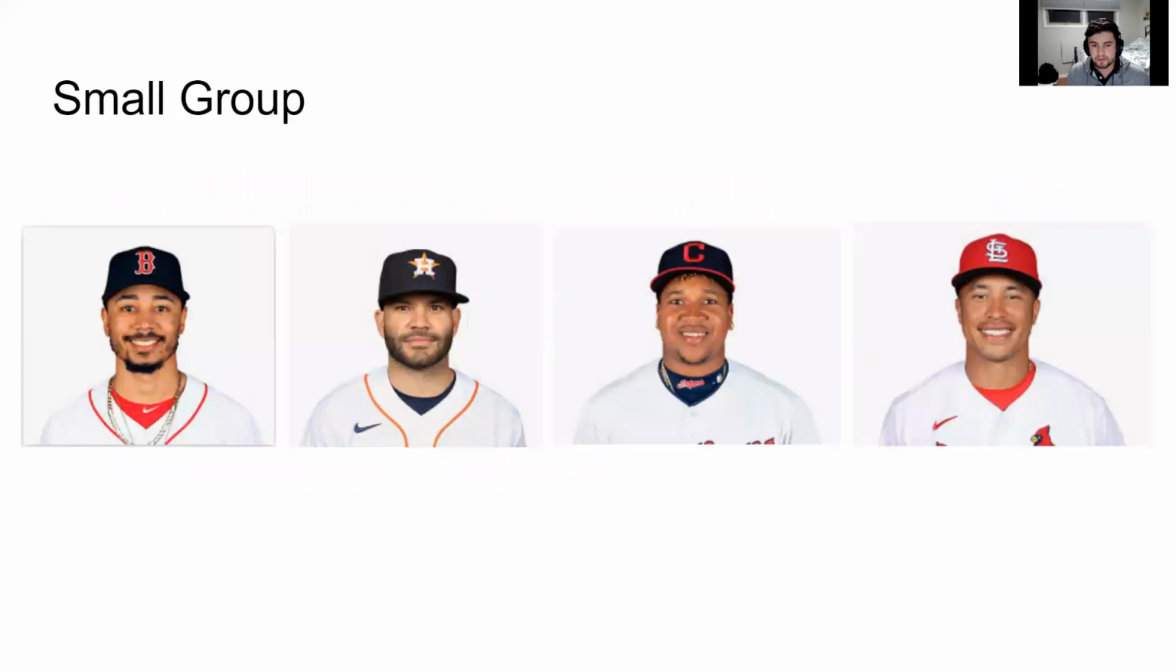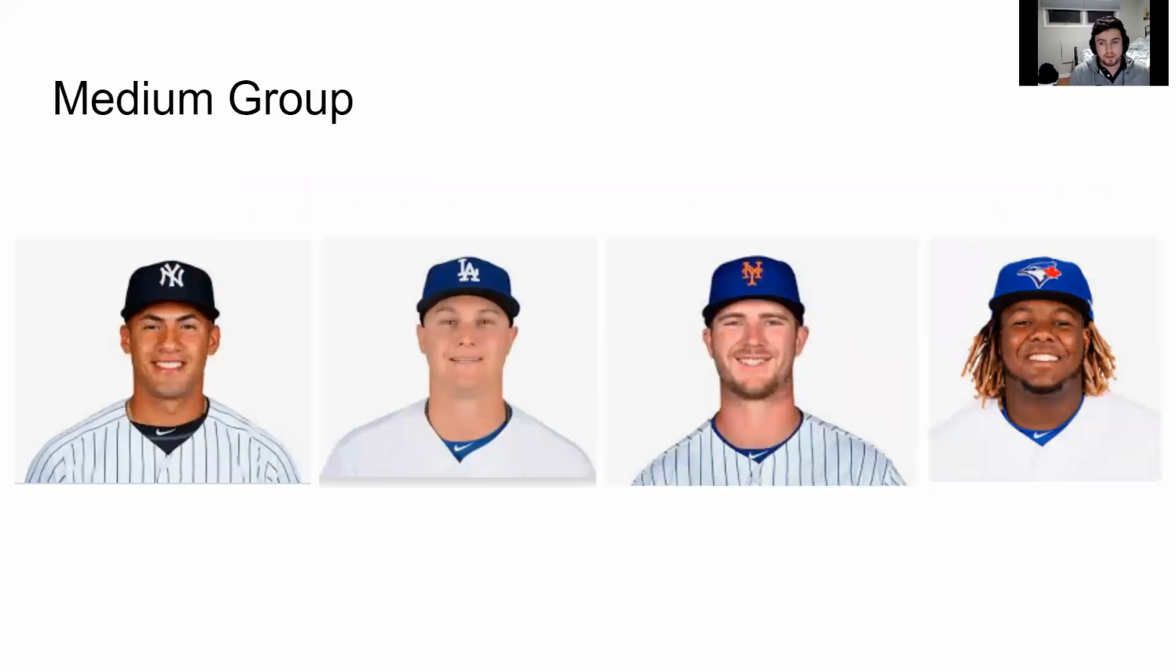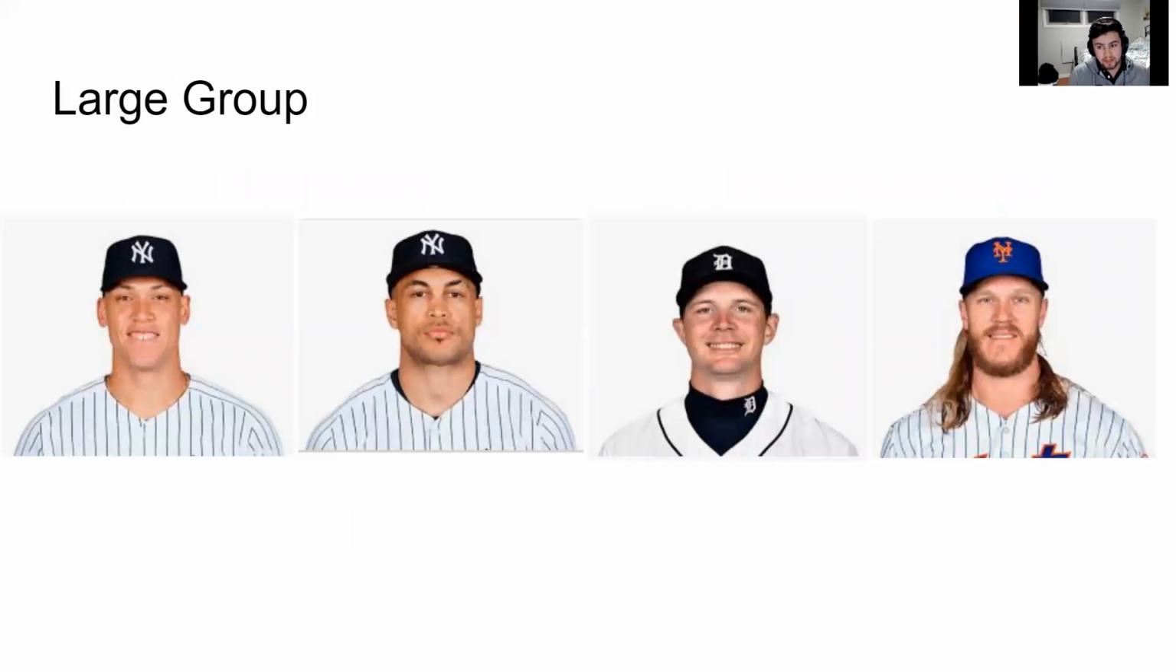So these are some examples of the players that are in the three categories of size group. In the small group, we have players like Mookie Betts, Jose Altuve, Jose Ramirez, and Colton Wong. In the medium-sized group, we see players like Gleyber Torres, Jock Peterson, Pete Alonso, and Vladimir Guerrero Jr. And in the large group, we see players like Aaron Judge, Giancarlo Stanton, Grayson Greiner, and Noah Syndergaard. And although Syndergaard is a pitcher, because he's in the National League, he still faces batters, so he has pitch charts as well.